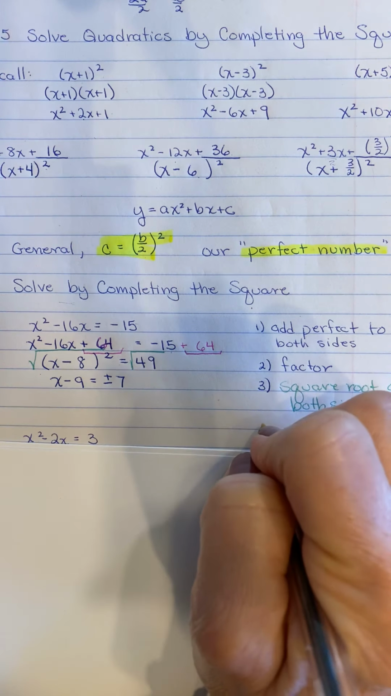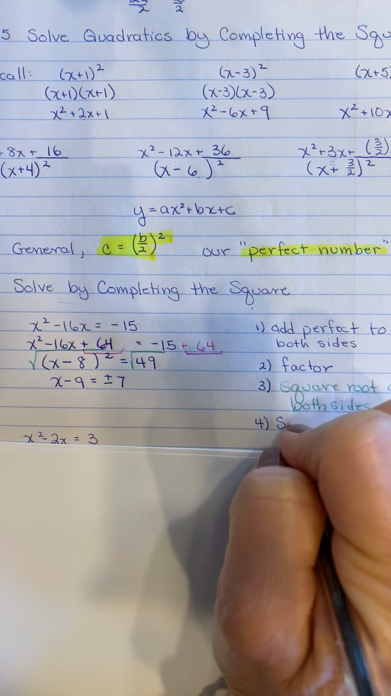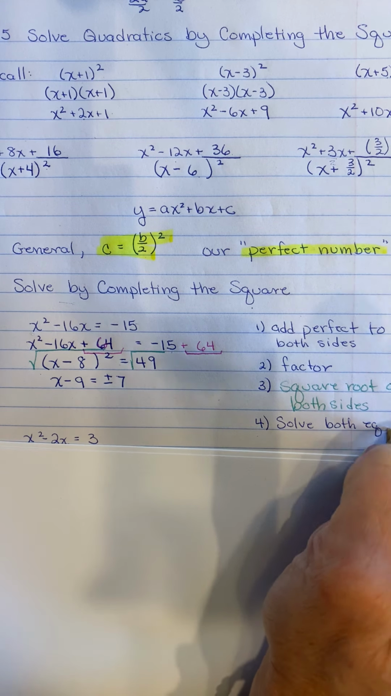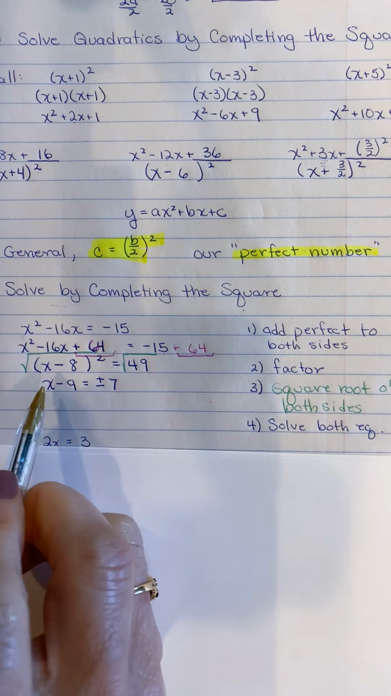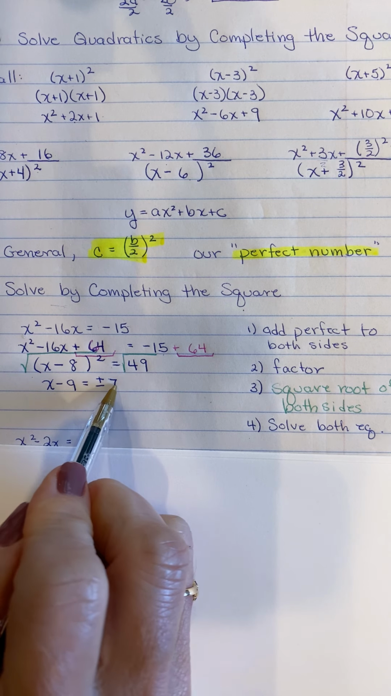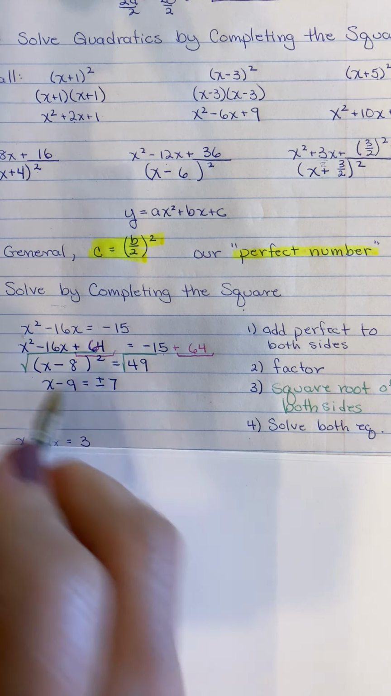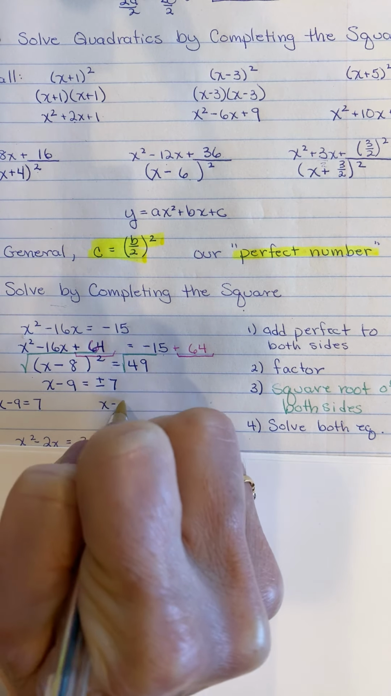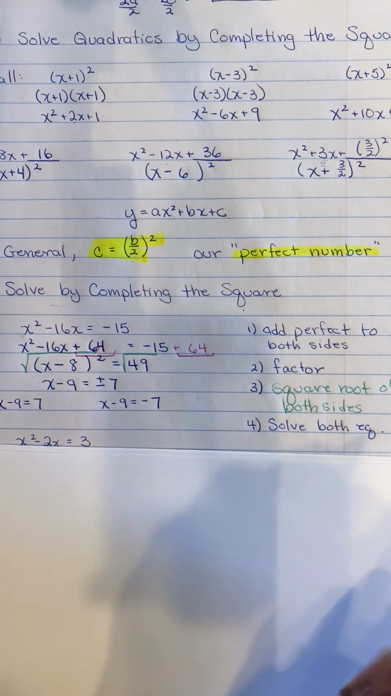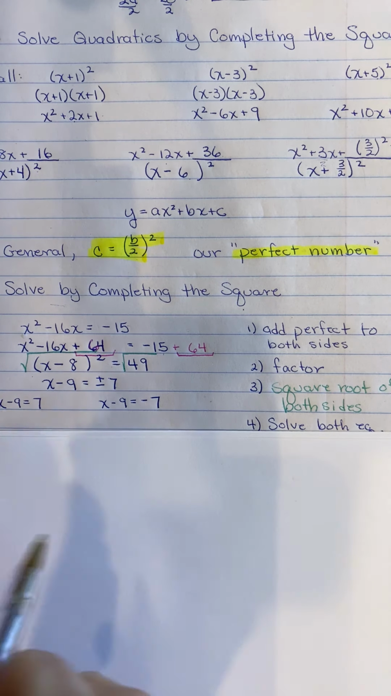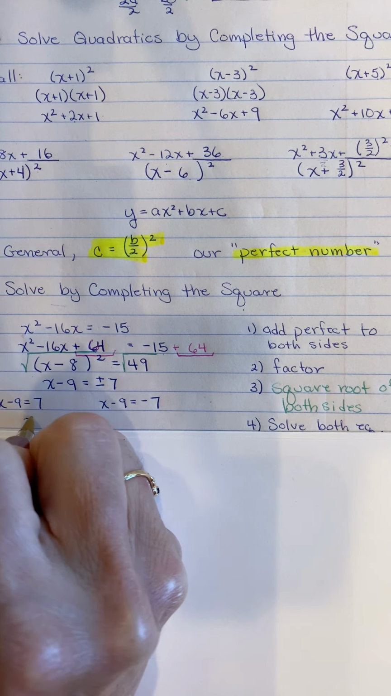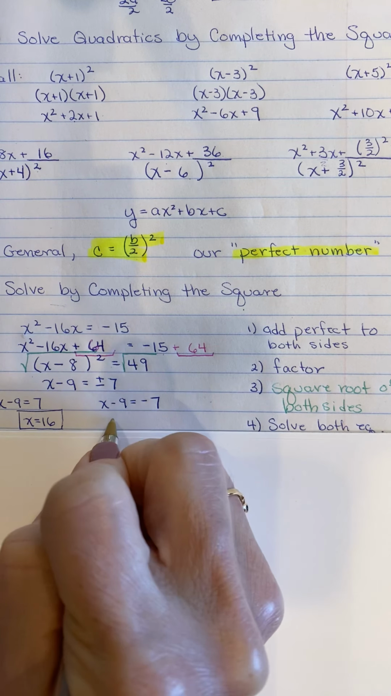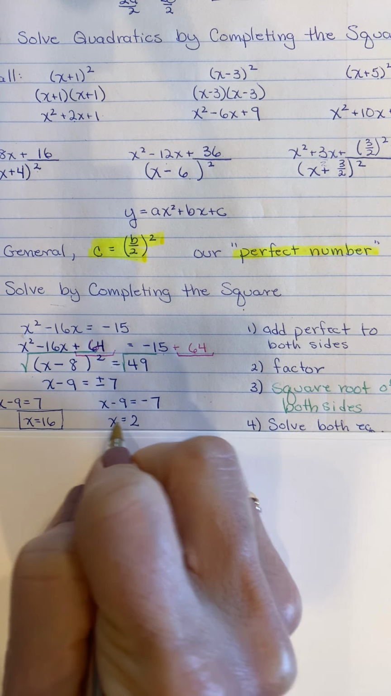Now our last step is we need to solve both equations. What do I mean by solving both equations? Well, x minus 9 equals plus 7, or x minus 9 equals negative 7. Add 9 to both sides, x equals 16. Add 9 to both sides, or x is equal to 2.